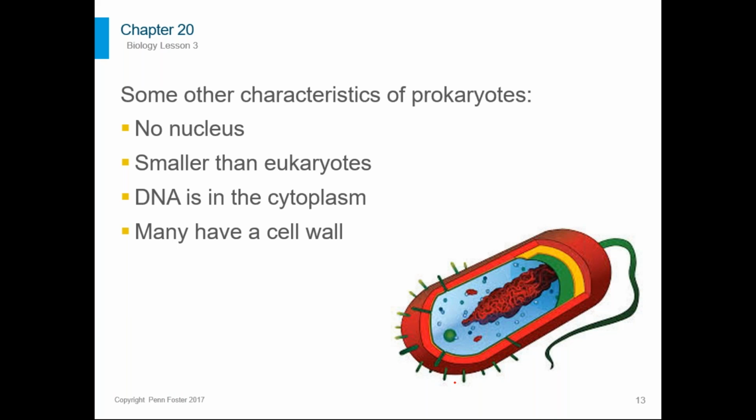And some other characteristics of prokaryotes, again, they don't have a nucleus. Their DNA is just hanging out in the cytoplasm here. They are smaller than eukaryotes, and many of them have a cell wall around their outside.